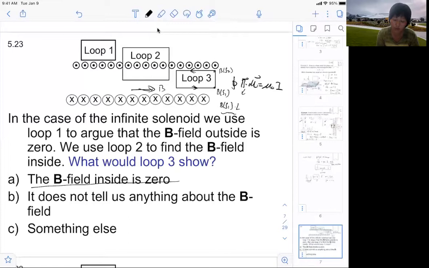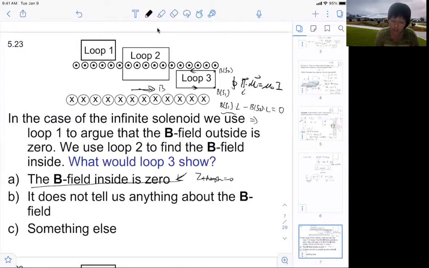The top leg, the dot product is not zero: L is to the left, B is to the right, so the top leg gives a contribution of B_S2 times L. The two other legs give a zero dot product because they're perpendicular. So these two sum to mu naught I through, and you're right, the I through is 0. No current is through. I think a lot of you chose this because you see that I through is 0. That doesn't necessarily mean B is 0.